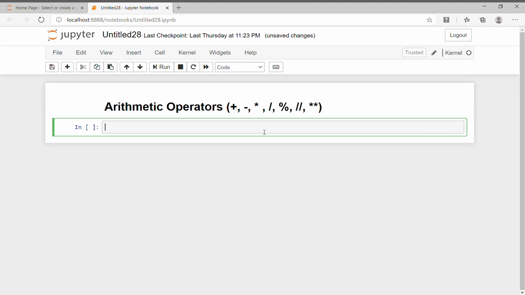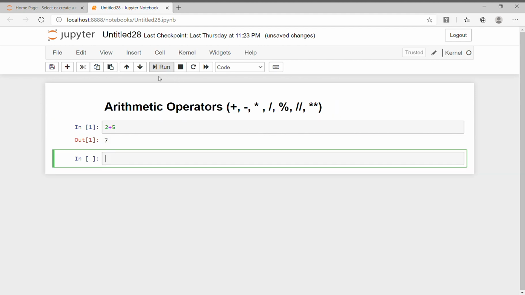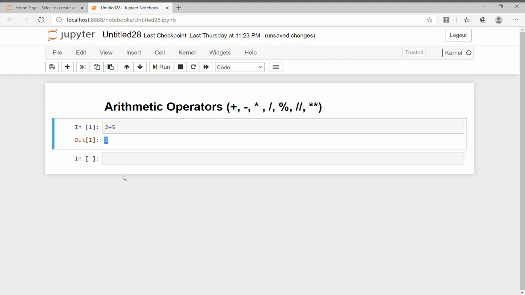In today's tutorial we are going to learn about arithmetic operators like addition operator, minus operator, multiplication, division, floor division and so on. So let's get started with the basic addition operator. In the addition operator we are going to add two different types of data or two similar types of data. We can add 2 plus 5, two integer values, and after running the statement I will be getting 7.